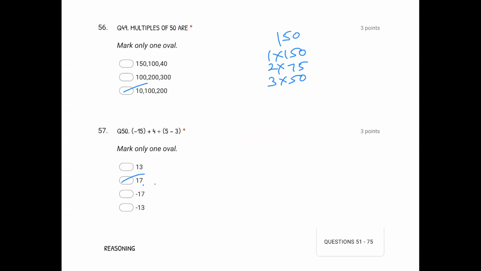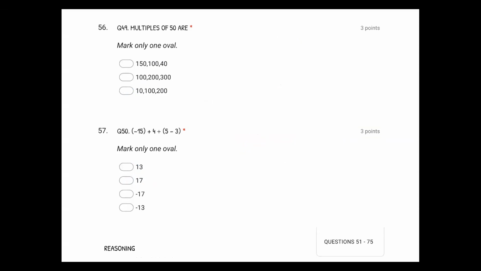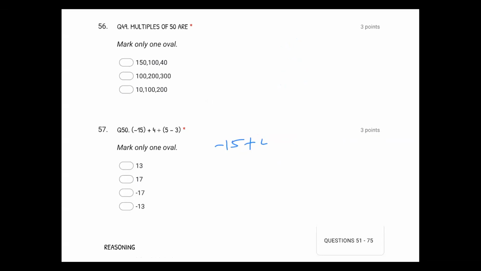Next here, first you have to do the bracket only. Minus 15 plus 4 divided by 2. After that division, 2, minus 15 plus 2, it becomes minus 13. Minus 13. The option is 4.